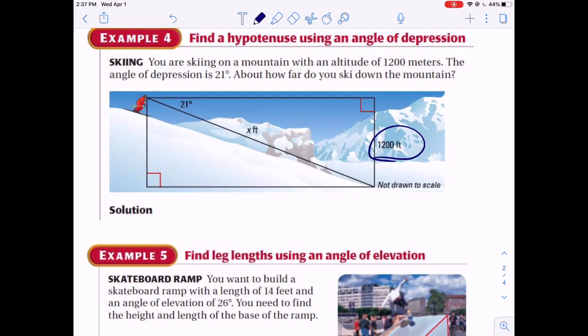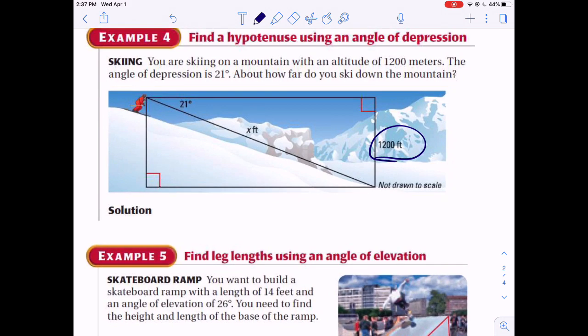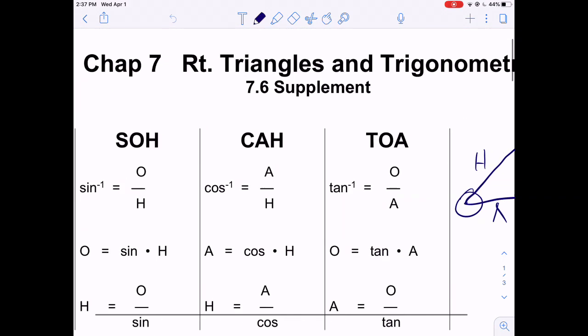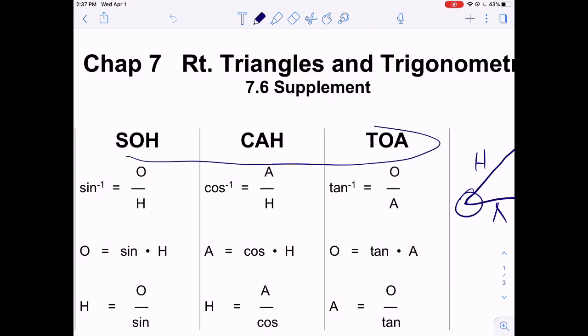Well, how do we know what function to use? Again, if you go back to your cheat sheet, let me show it to you again. Here is your sine, cosine, tangent. And if you look at that picture of the skier going down the hill, they were trying to find the hypotenuse, that length of the hypotenuse. And if you look at your three choices here, which of the choices have an h for hypotenuse in it? Well, you can't use tangent because that's only opposite and adjacent. So you're going to have to use either cosine or sine.